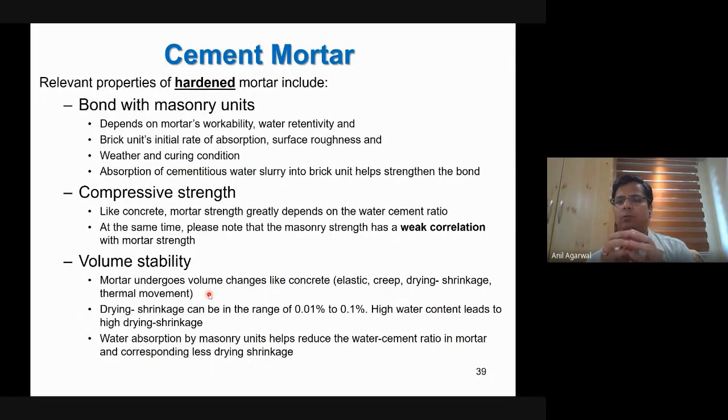So if you have high water cement ratio, that is high amount of water, then there is a high amount of drying shrinkage, and therefore large amount of cracks. So you have to keep the water content low so that you don't have too much cracking. In this case, the tables turn, and in fact the water that can be absorbed sometimes by masonry may actually reduce the water content, and then may actually reduce the chances of drying shrinkage.